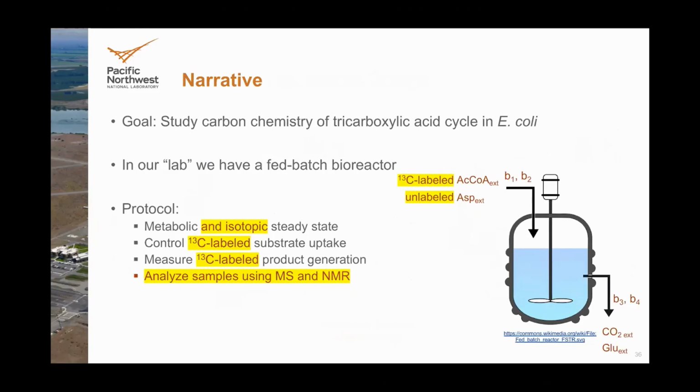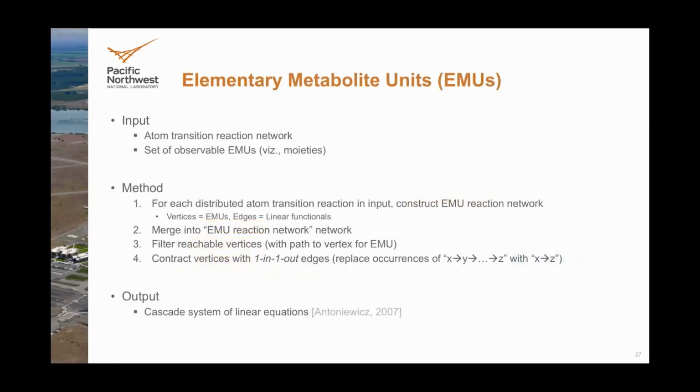Another quick recap. Our goal was to study the TCA cycle, and now we're using carbon-13 labeled substrate. We're going to bring our sample up to isotopic steady state as well, and we're going to control our labeling and measure the labeled output. We're also going to take samples, perhaps of the exudate, and analyze them using mass spec and NMR. How do we do that?